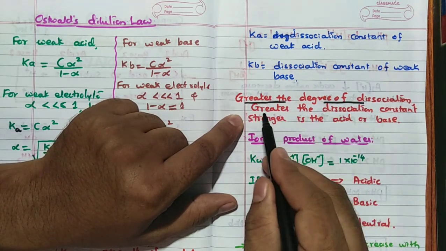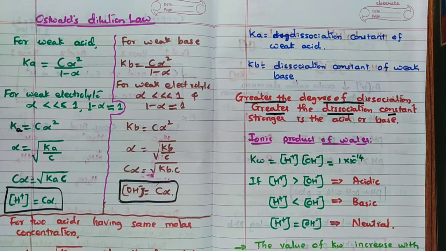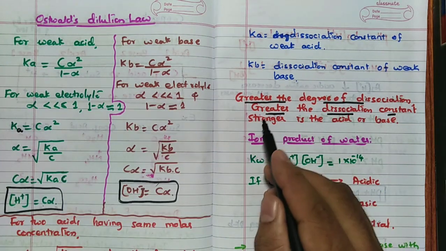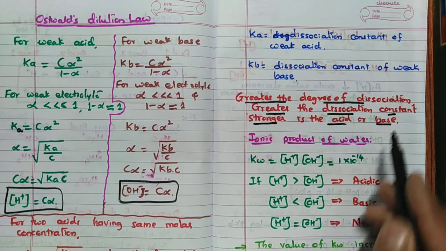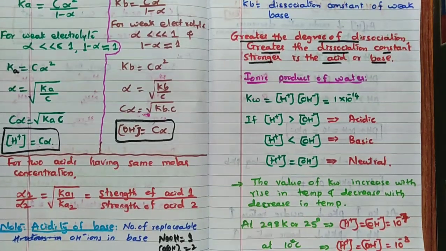Then, as we know Ka and Kb, remember this relationship: greater the degree of dissociation, greater is the dissociation constant. Definitely we can expect that, correct? If degree of dissociation is more, the dissociation constant will increase because it is directly proportional, and stronger is the strength of the acid or base. Remember this point: if Ka is larger, acid strength is more. If Ka is smaller, acid strength is less. Like that for bases.